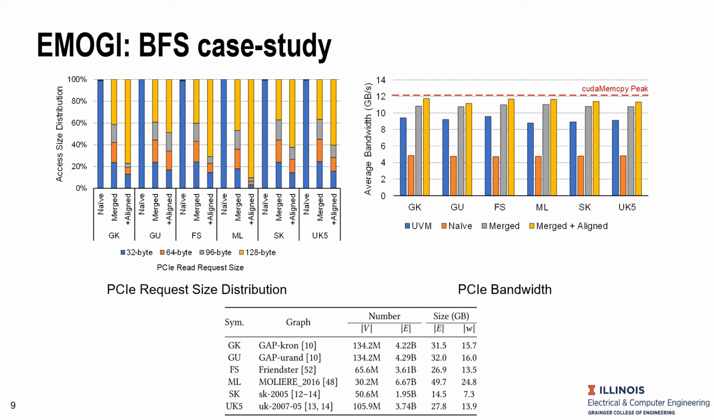The benefit of generating larger PCIe requests in terms of bandwidth is shown in the chart on the right. With the naive implementation, we can reach only about 5 GB per second of PCIe bandwidth. However, with all optimizations, the bandwidth increases to about 11 to 12 GB per second, which is almost identical to the peak DMA bandwidth that we observed. For the UVM case, because the page migration requires an additional step processed by the CPU, the UVM method achieves a low PCIe bandwidth with applications with an unpredictable data access pattern and frequent page evictions.